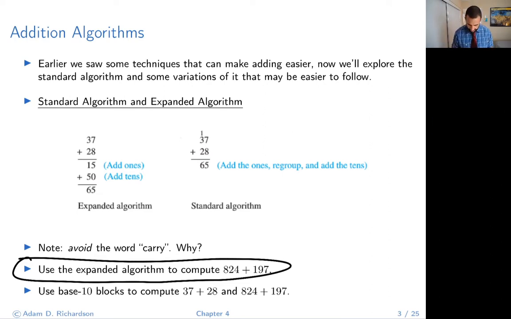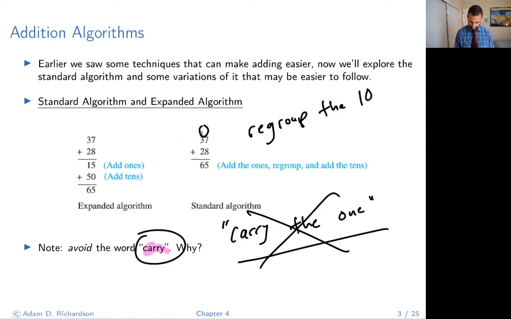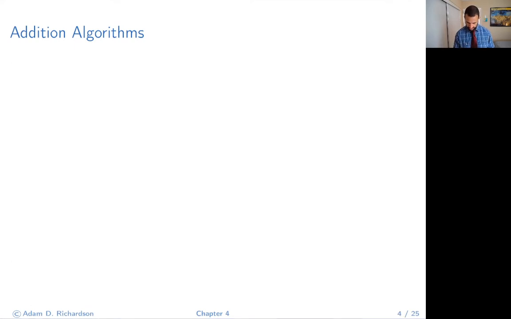Okay, and now let's do this one together. The next one says to use base 10 blocks to compute, and we're going to do 37 plus 28. And I'll show you why this is so important. Let's do 37 plus 28, and we computed that on the other ones.